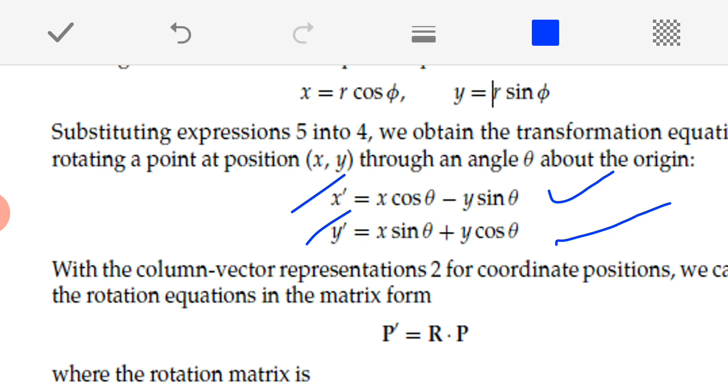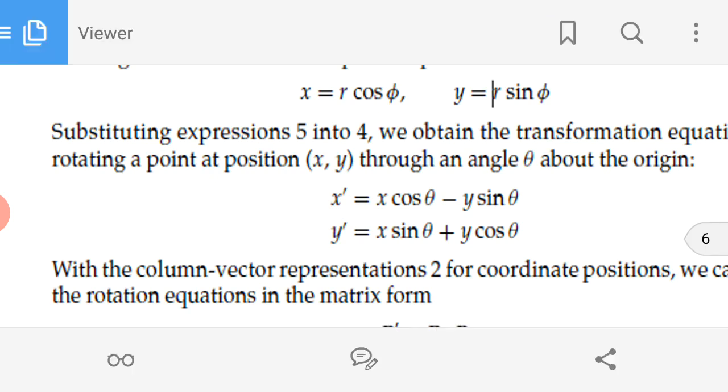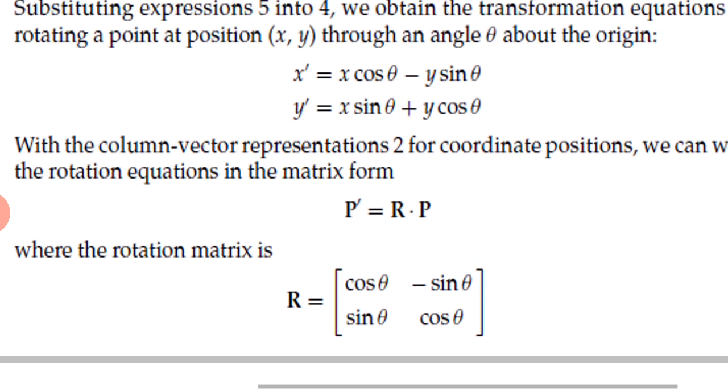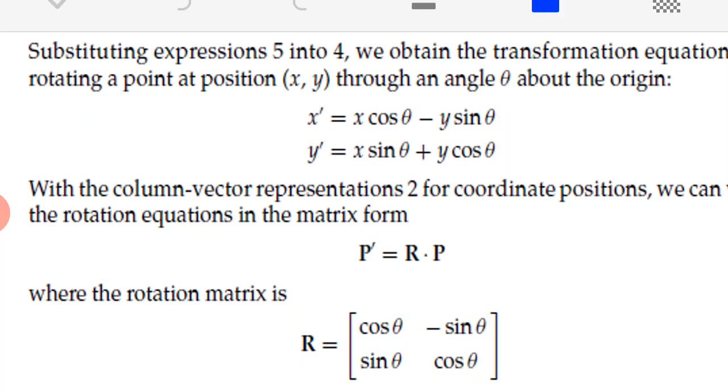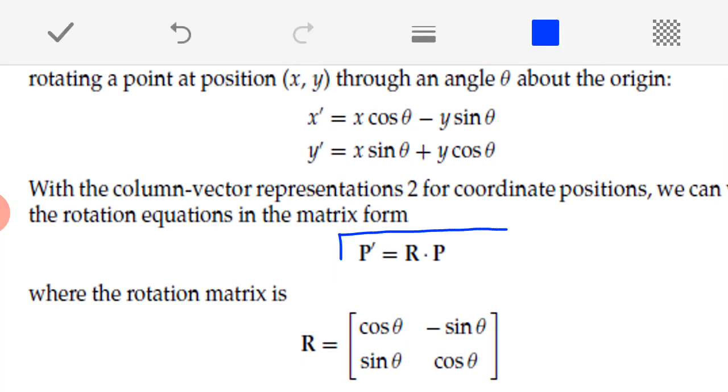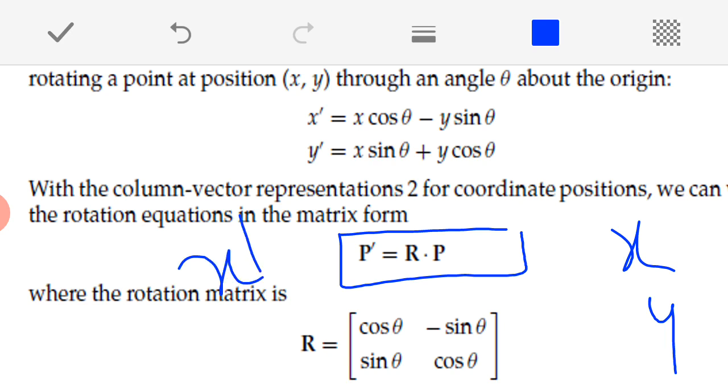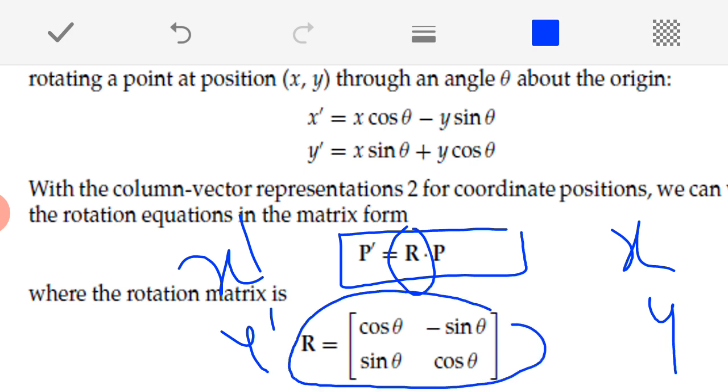Is it clear? Now, the same thing can be written in matrix form. Just have a look here. So, this is my matrix form. What I can do? P' equals R times P, where what is P? P is nothing but the point (x, y). What is P' here? P' is (x', y'). Then what is this R? This is the rotation matrix. See here, this rotation matrix is nothing but what? cos θ, minus sin θ, sin θ, cos θ.